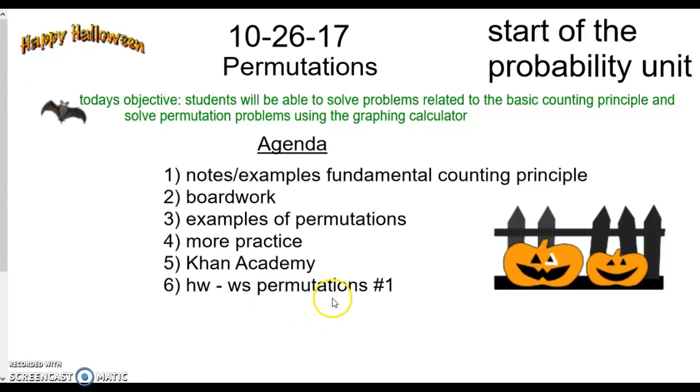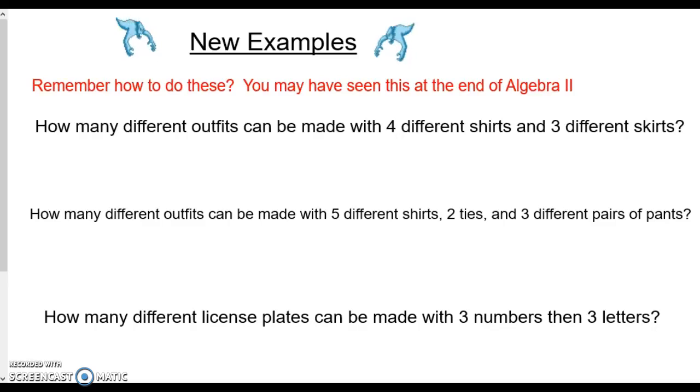And then this is the homework sheet, Permutations number 1, which you can find on our website in the homework folder. All right, so today we are going to talk about the fundamental counting principle. Here's a couple of examples. You probably saw this before. If you didn't, I'll refresh your memory, and it's simple.